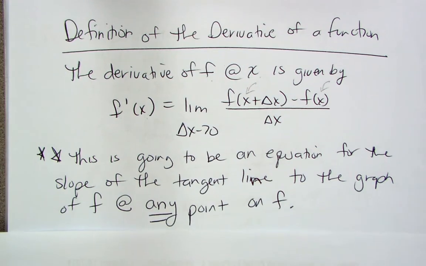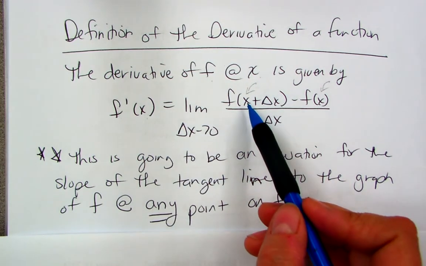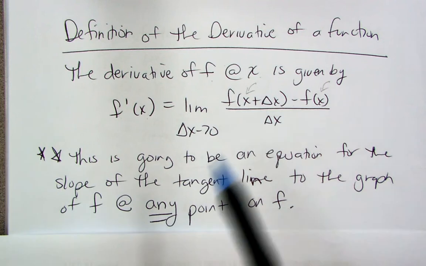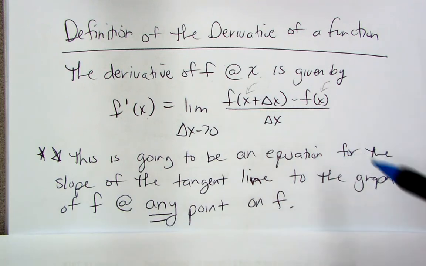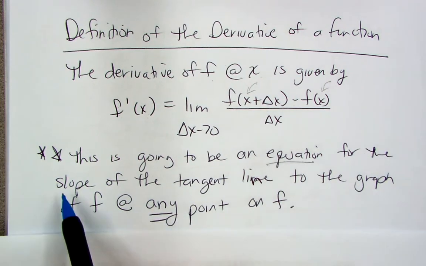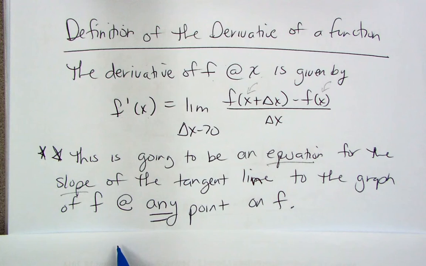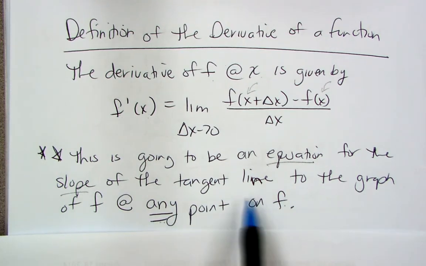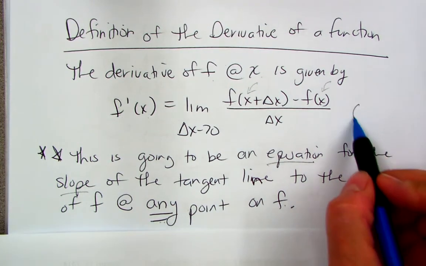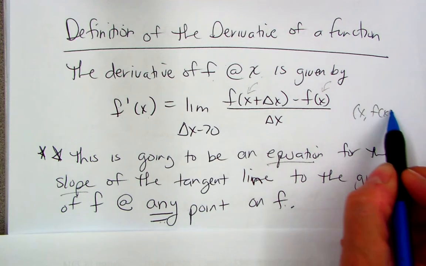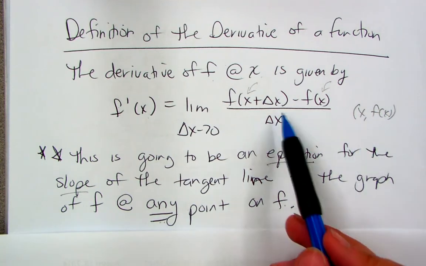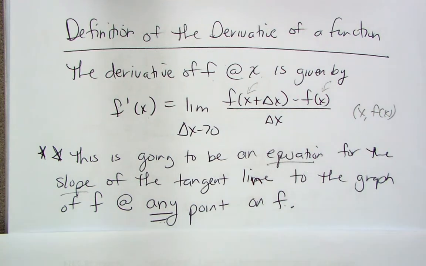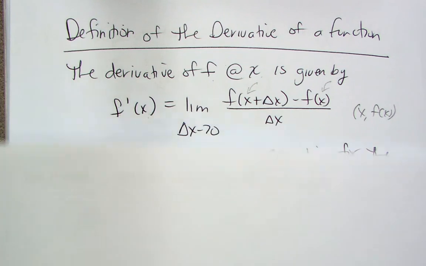Well, the last one had a c at a very particular point. Now this is going to be an equation for the slope of the tangent line to the graph of f at any point on f. On any point. For any point I want to choose. I'll let you write that in just a moment.